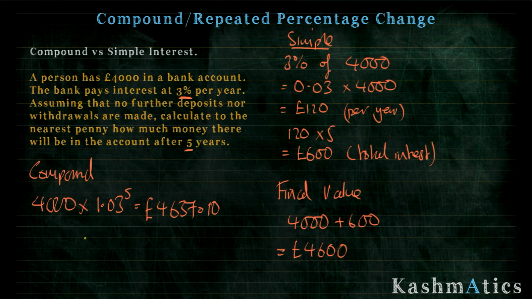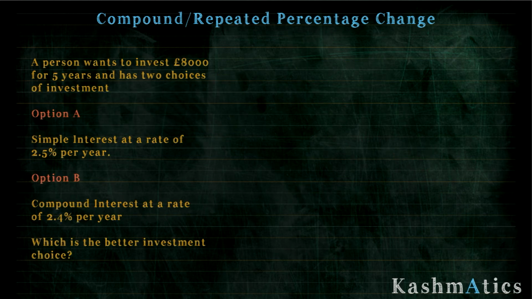And this is less than what I've got over here, and that's what you'd expect, because in the compound interest case, I was earning interest on whatever was in the account at the time the interest was being earned. And that grew every year, so I was earning interest on more and more money. Whereas over here, I was only earning interest on the initial £4,000, which is why there's a difference between the two.